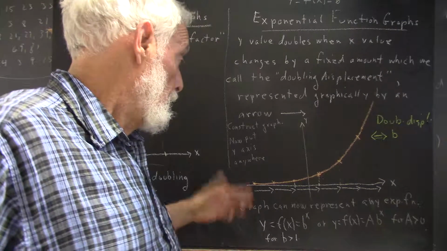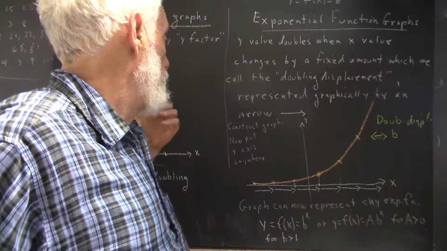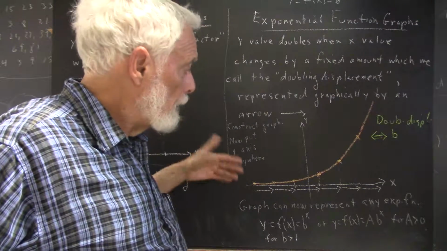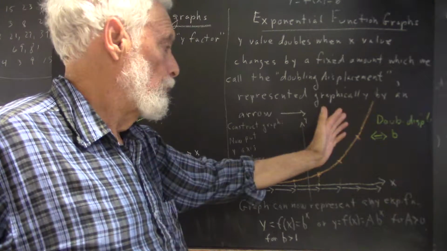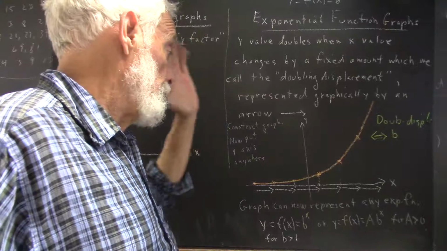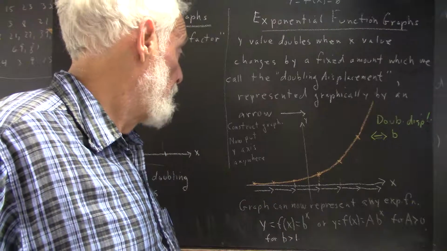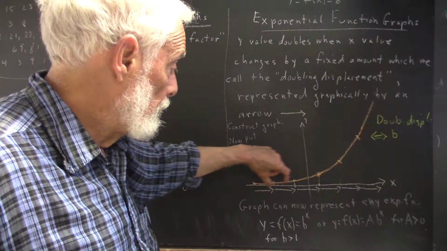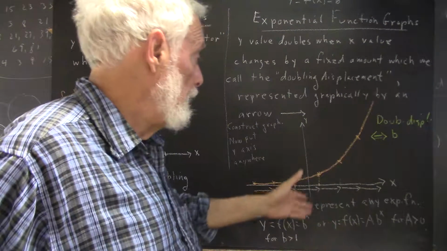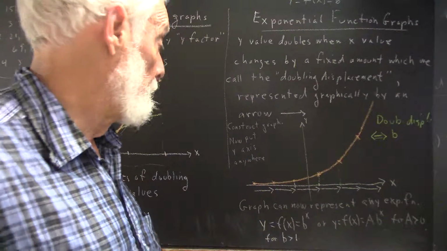And now, after having constructed the graph, and we could have done it before, it doesn't really matter where the y-axis goes. We can set the y-axis down any place. We still don't have a scale on the x or the y. We just know that this is the doubling displacement. And now we put our y-axis here.